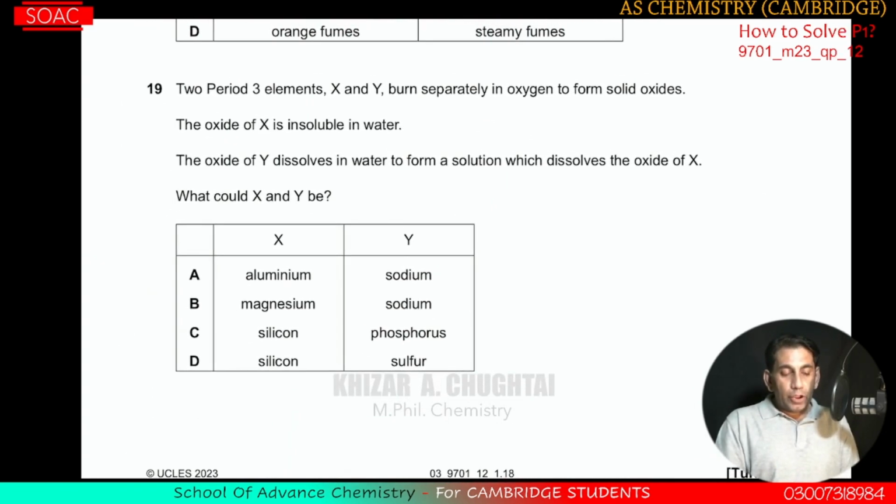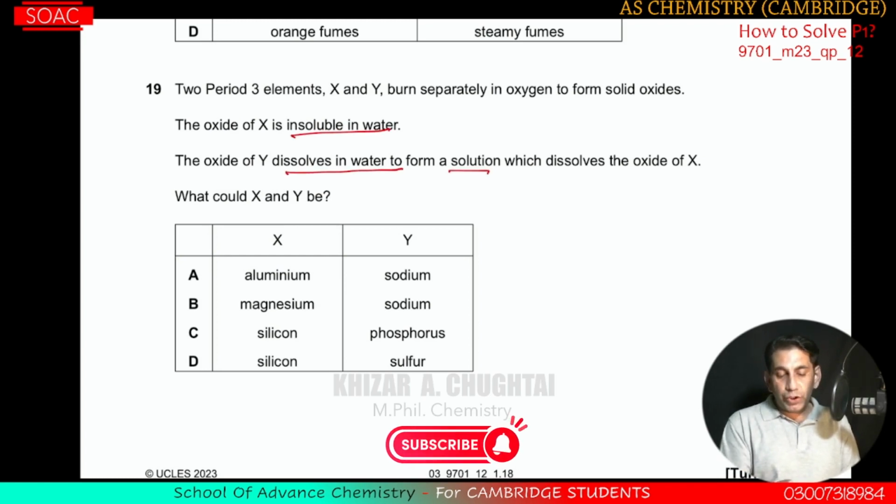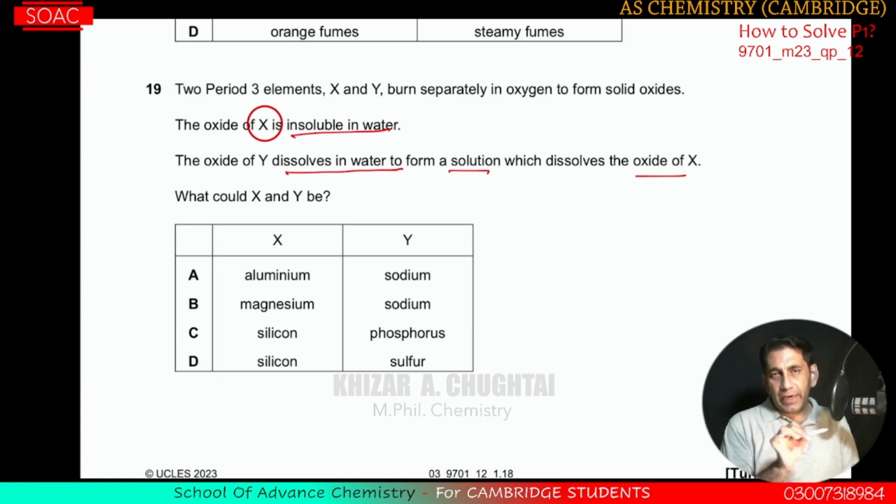Question number 19. Two period 3 elements, X and Y, burn separately in oxygen to form solid oxides. One is, let's suppose, X, the other one is Y. The oxide of X is insoluble in water. The oxide of Y dissolves in water to form a solution which dissolves the oxide of X. In the list of period 3 elements, whose oxide is insoluble? It may be aluminium oxide, it may be silicon oxide. So aluminium or silicon oxide may be X.